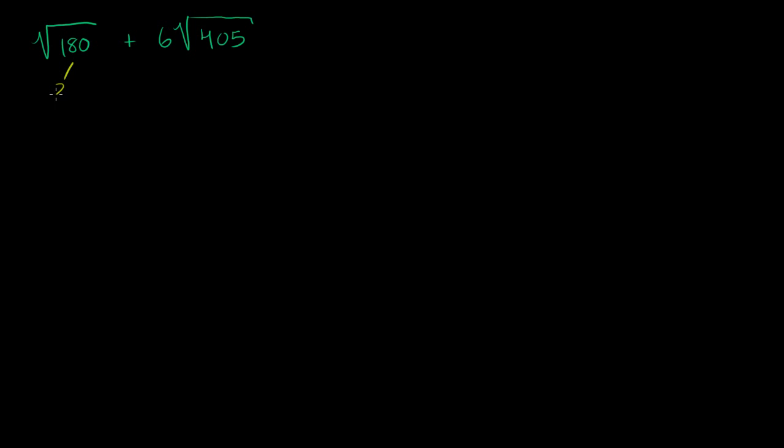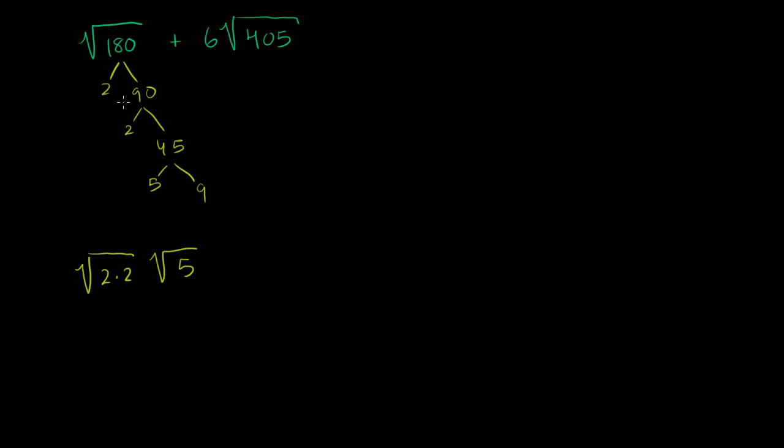So 180 is 2 times 90, which is 2 times 45, which is 5 times 9. And we could factor 9 down more into 3 times 3 to realize it's a perfect square, but we could leave it like that. So this first term right here, we can write as the square root of 2 times 2 times the square root of 5 times the square root of 9. I'm going to put the square root of 9 out front.